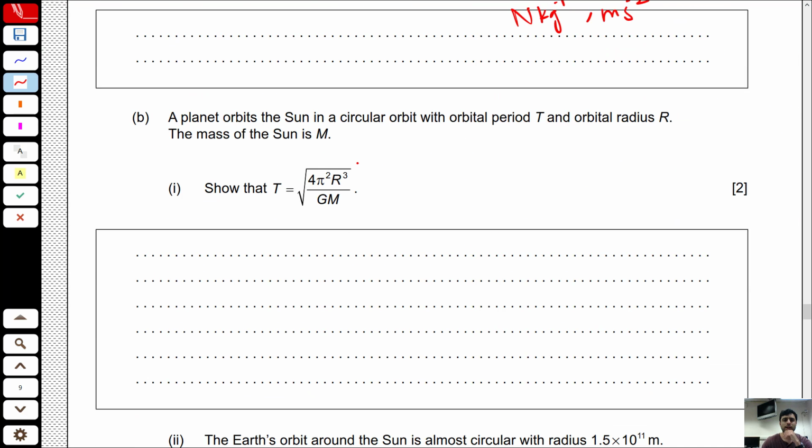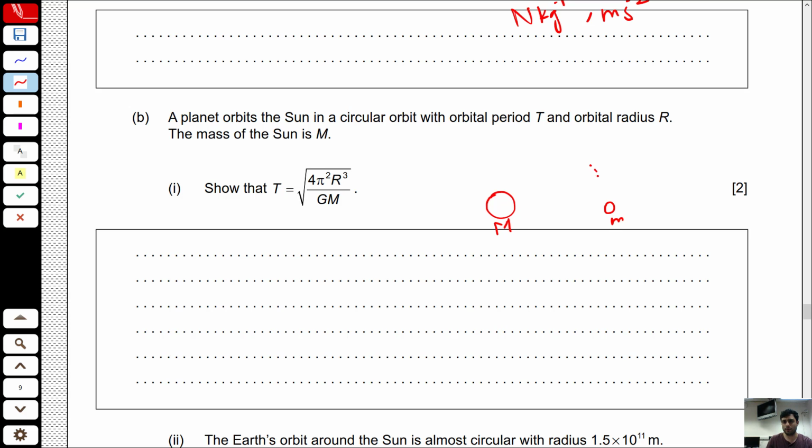A planet orbits the Sun in a circular orbit with the orbital period t and orbital radius r. The mass of the Sun is m. Show that the time period t is equal to this much. Okay. Now what is happening is there is a Sun and there is a small planet. So let the mass of the Sun be capital M. Let the mass of the small planet be small m.